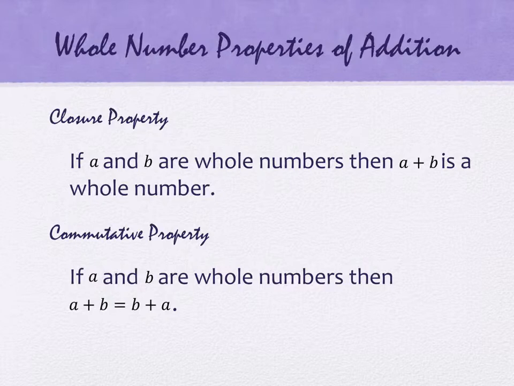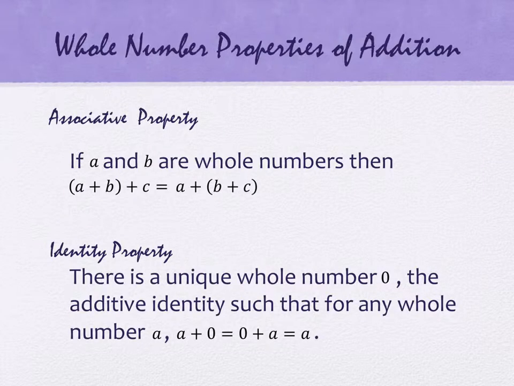Commutative. I think you've probably seen and worked with commutative quite a bit. You probably use it all the time without even thinking about it. Commutative is the idea that the order that we do addition in doesn't matter with whole numbers. 5 plus 2 is the same as 2 plus 5. Again, that doesn't work for every operation. And we'll come back to that with subtraction in a minute.